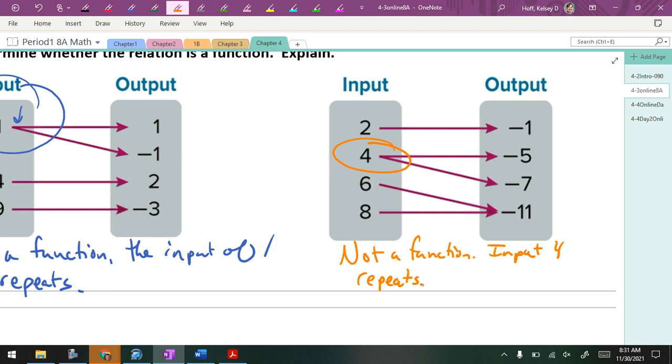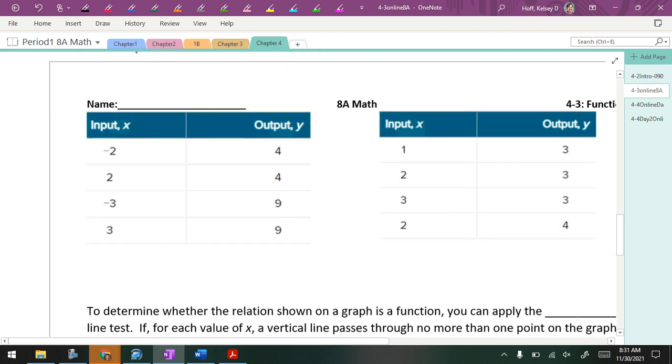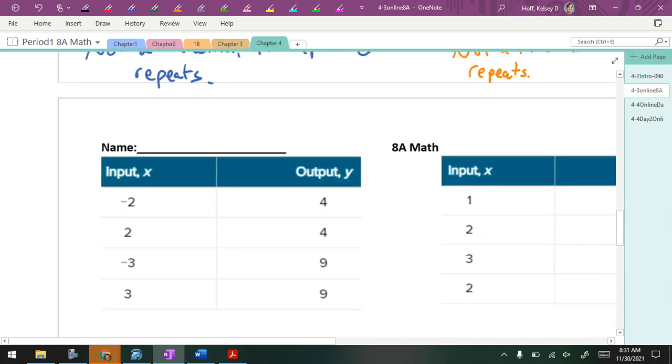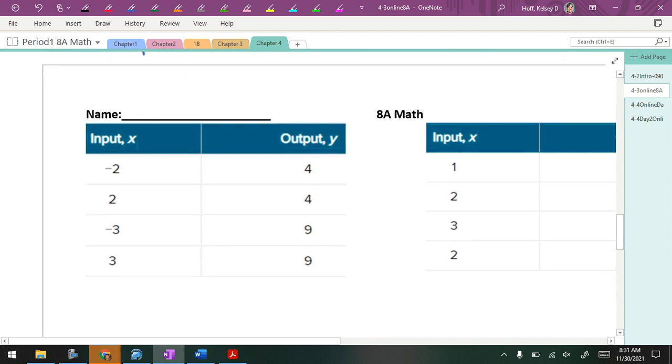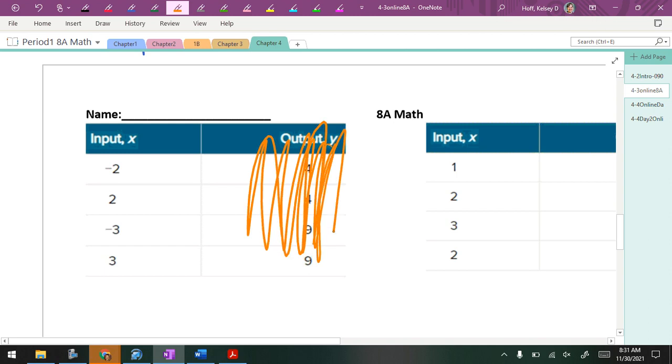Okay? Let's flip it over. We're going to continue to deal with functions, but now they're going to give it to us in a table format. If this was my input or my X, and this is my output Y, which one do I care about? The input. I don't care about the output.